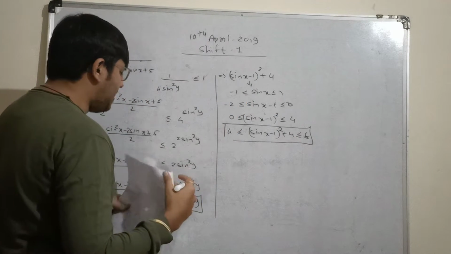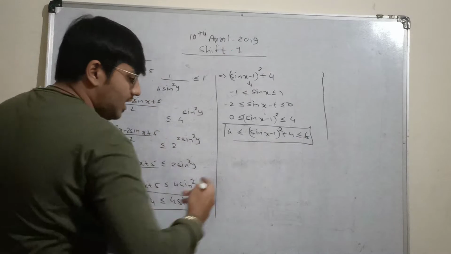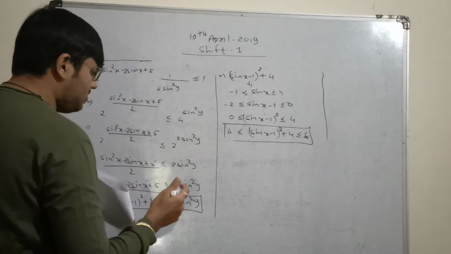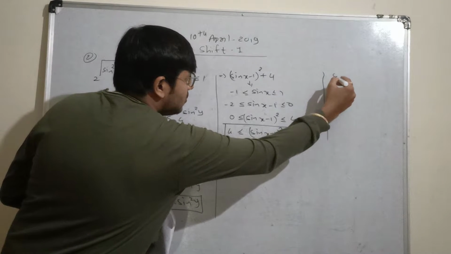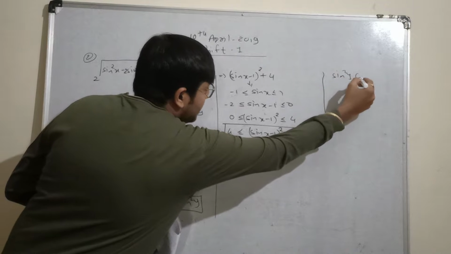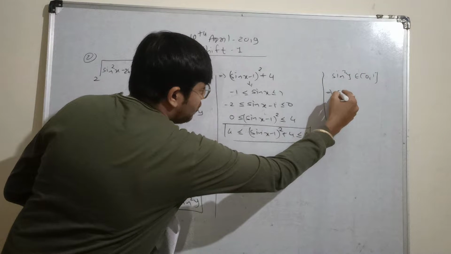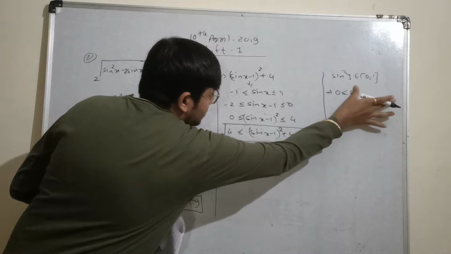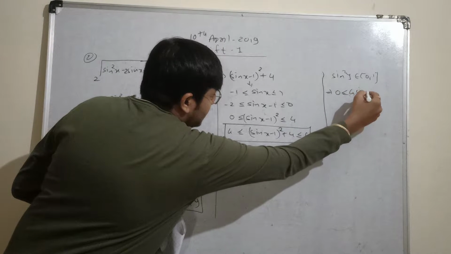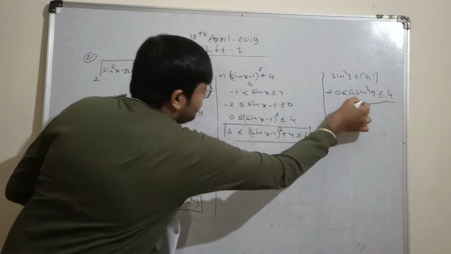Now let's talk about the range of the right side function. So if I find out the range of 4 sine square y, so I know that sine square y has range in between 0 to 1. So if I multiply 4 on both the sides, so it will be 0 less or equals to 4 sine square y less or equals to 4.